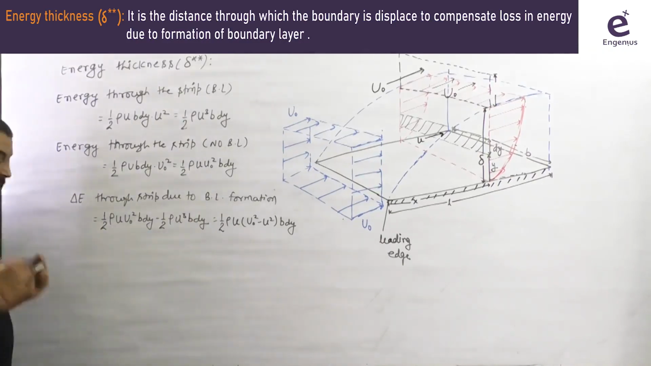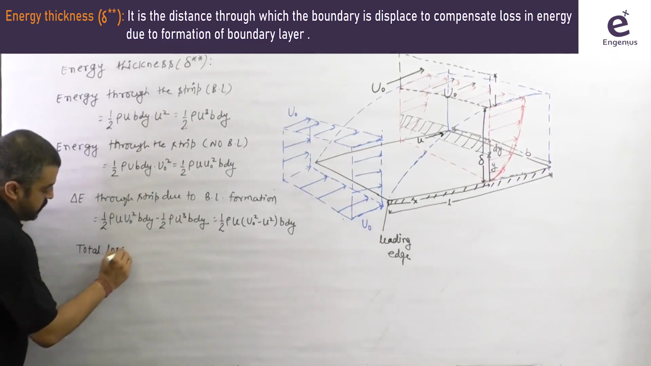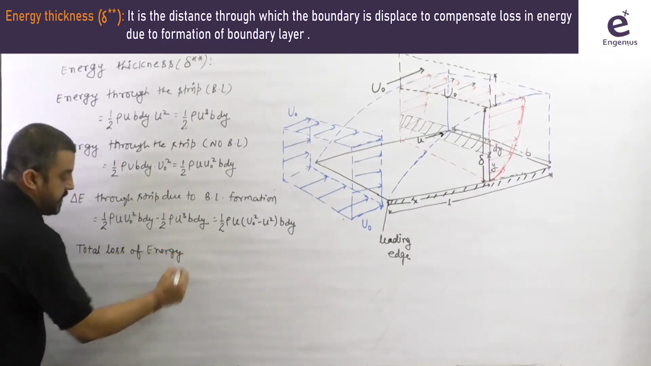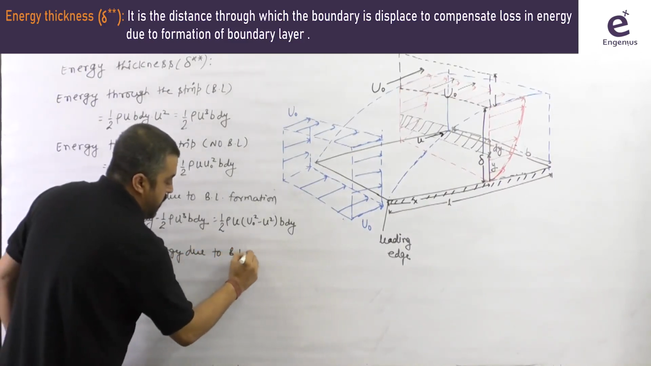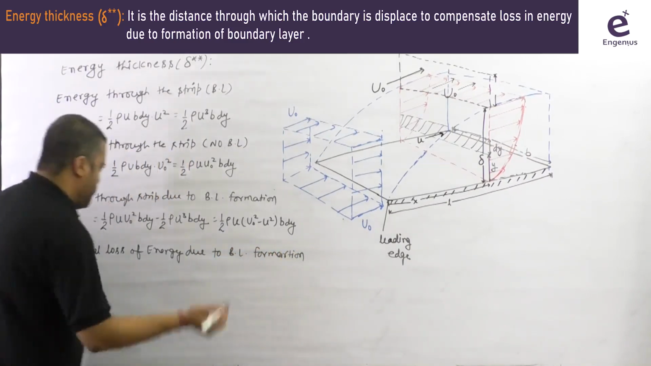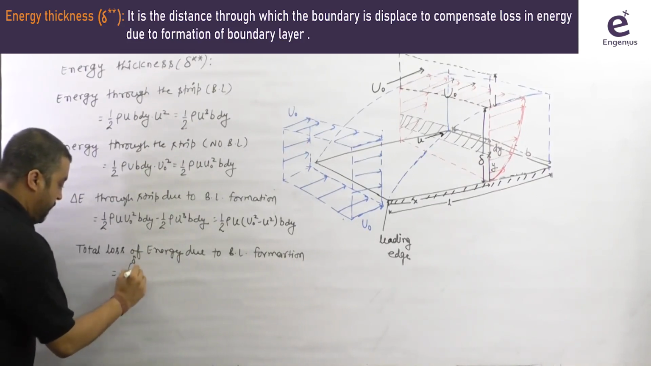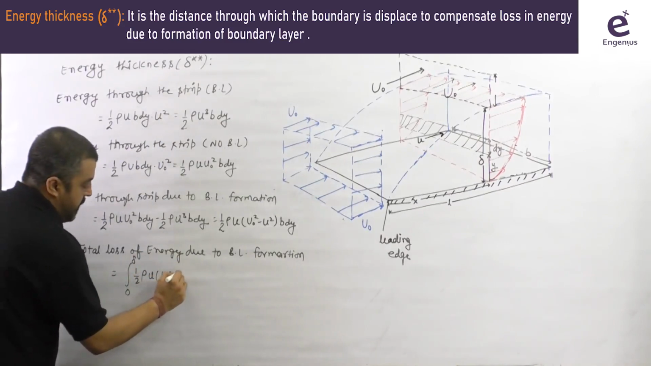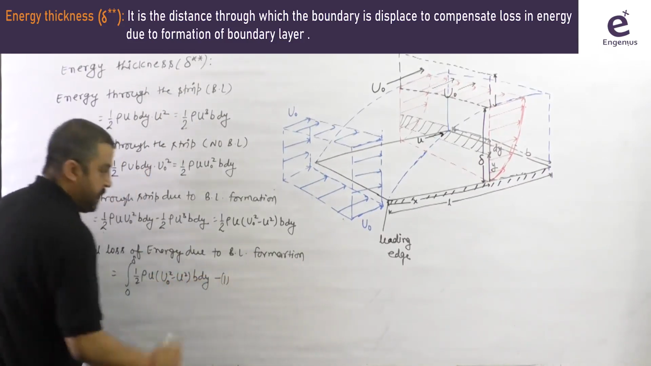So the total loss of energy due to boundary layer formation: because of the boundary layer formation, how much is the total loss? Again we will simply integrate this term. So this is the integration from 0 to delta of 1/2 rho u into (u naught square minus u square) b dy. This is our first equation.